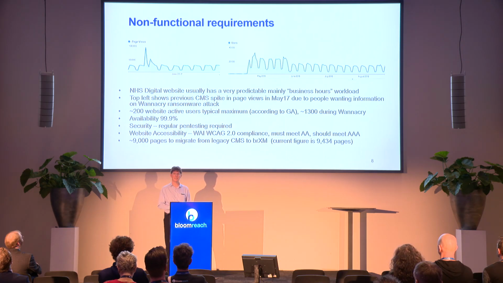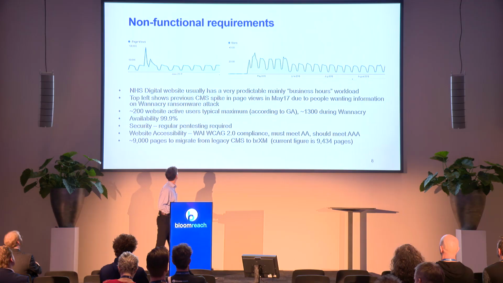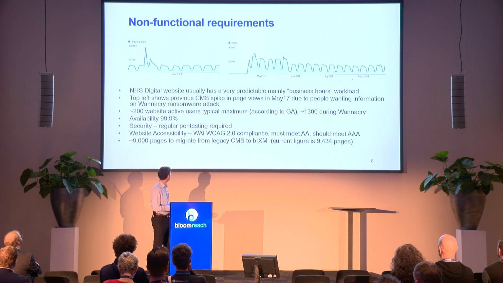The only blip to mention is on the top left. In May 2017, there was the WannaCry ransomware incident, and we got a huge spike in traffic, people wanting to visit our website to find information and find out what to do to protect their organization from the ransomware that had just been released. Although our pattern is normally boring and predictable, there are going to be those spikes in the future. People will be hitting our website, so we need it to be available. I've got 99.9% availability; that's absolutely critical. We need a secure platform. I'll talk briefly about penetration testing and security testing in a minute.